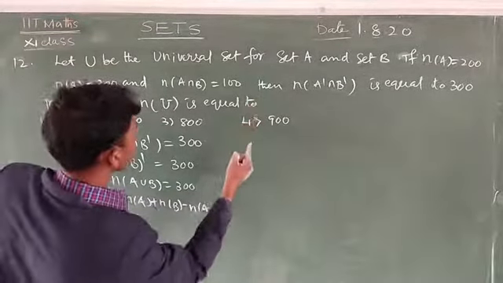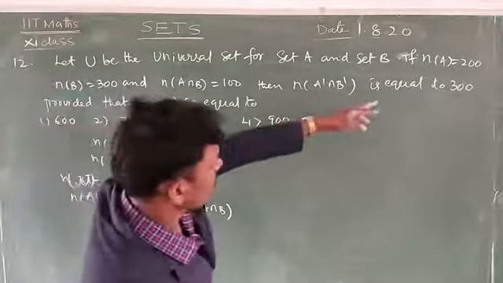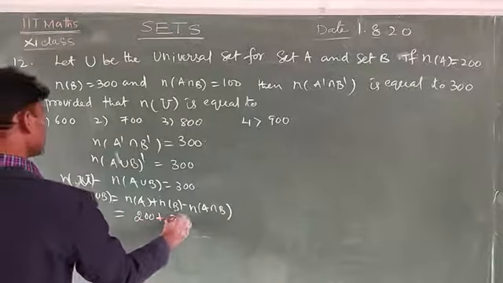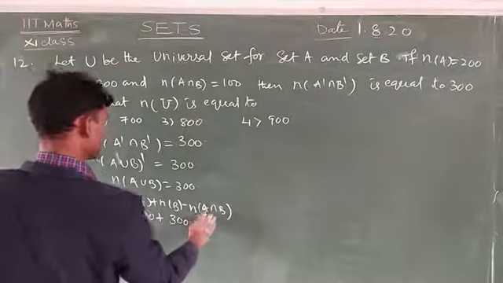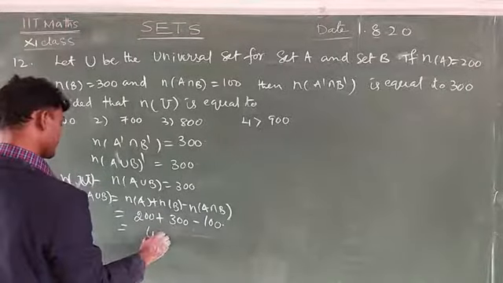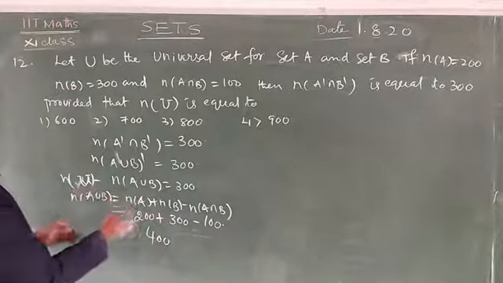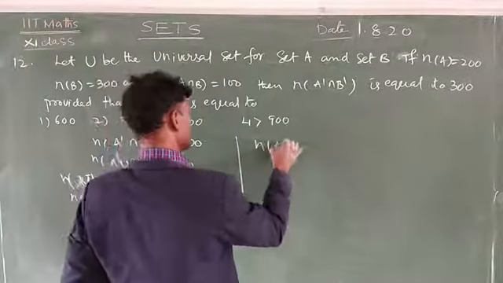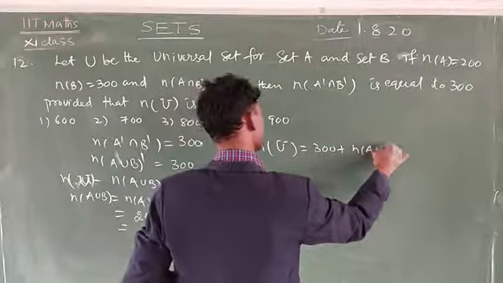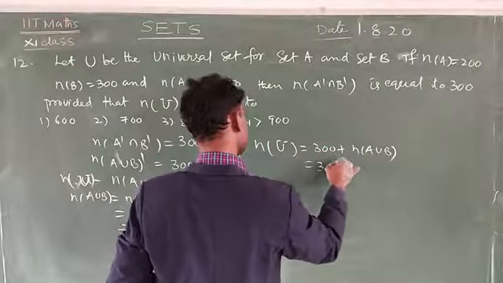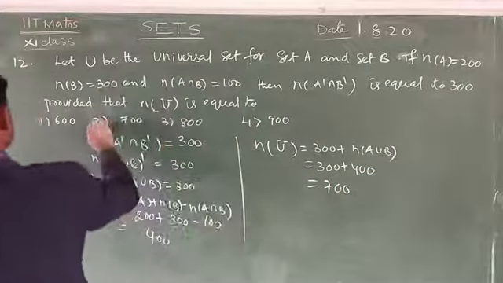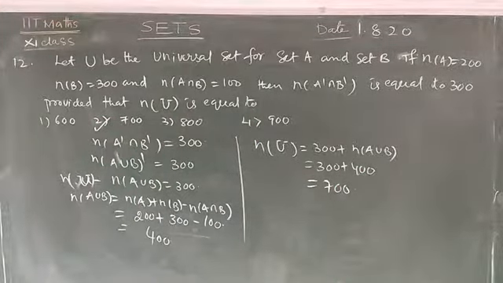N of A is equal to 200, n of B is equal to 300, minus n of A intersection B, which is equal to 100. 200 plus 300 is 500, minus 100 is equal to 400. This 400 you have to substitute here. N of mu is equal to 300 plus n of A union B, so 300 plus 400 is equal to 700. My option is the second one. Note down.